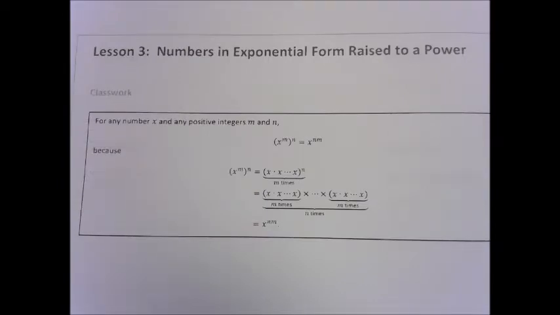So at the top of page 11 you'll see this rule here: for any number x and any positive integers m and n, x to the m power raised to another power n equals x to the n times m power. Now this is just the rule that I want you to pay attention to, but very shortly we're going to put this into action and you can see exactly what we mean by using some numbers.